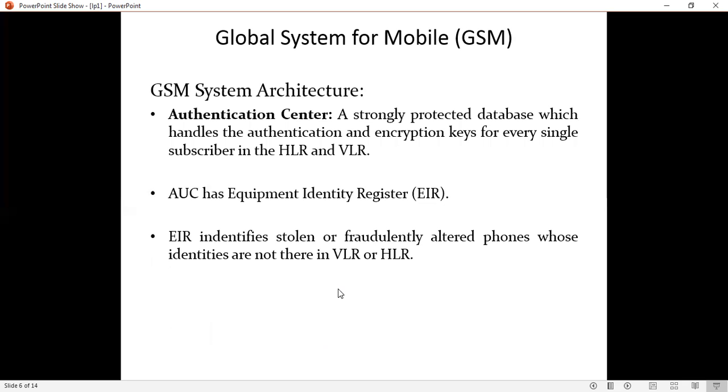Now, after this, we'll see about the authentication center, which protects the database and handles the authentication and encryption keys for every single subscriber in the HLR and VLR. So the AUC is the center which will have the equipment identity register also. Okay, so with the help of the EIR, you can identify stolen phones which are not there in the VLR or HLR. So that is the advantage of the EIR, which is there in the authentication center.